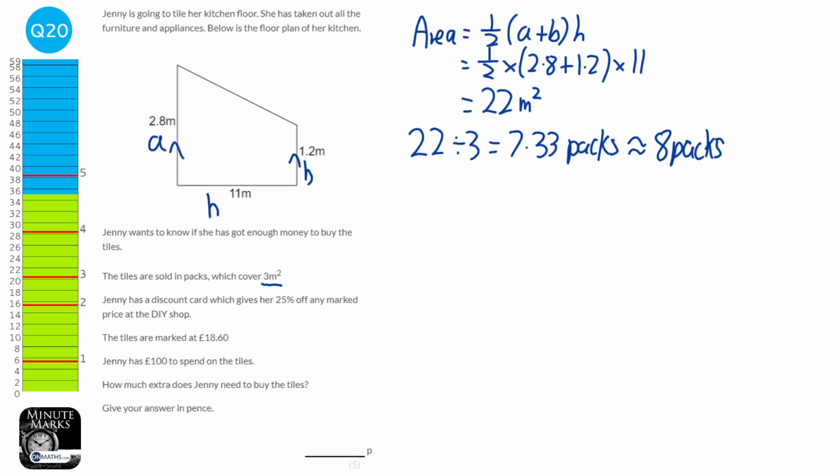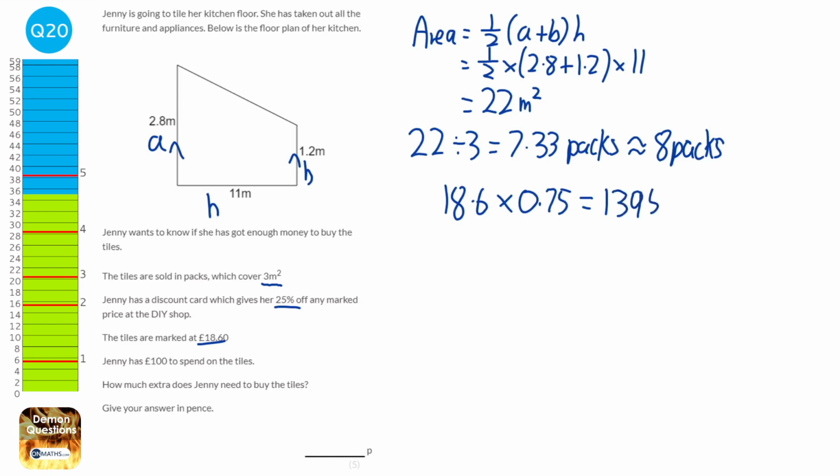Okay, next thing we look at is the fact that Jenny has a 25% discount. So we need to find out what 25% discount would do to the £18.60 for the pack of tiles. So what we're going to do is get the £18.60 and times it by 0.75. So we're just going to find 3/4 of it because she has a 25% discount, and that would be 1,395. So the tiles are going to cost £13.95.